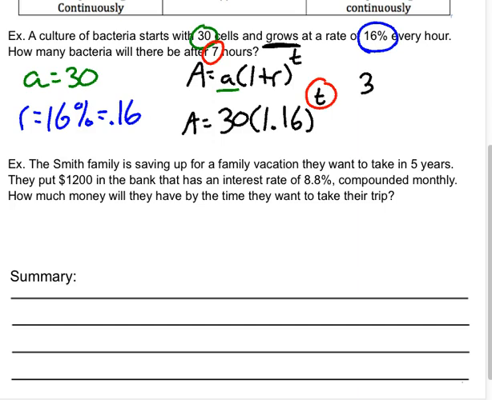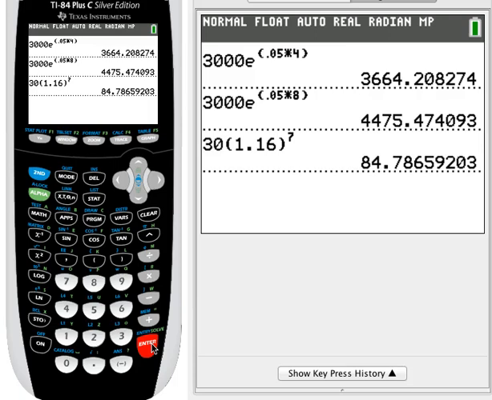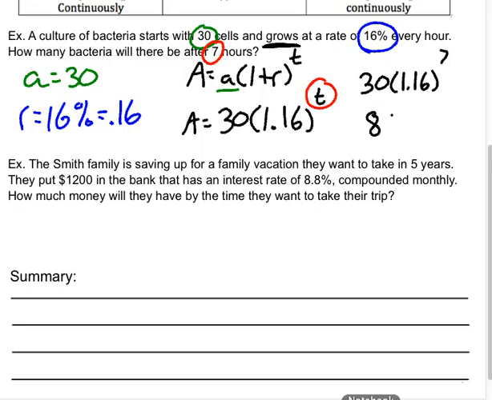So what I'm really plugging into the calculator is this. And let's see what the calculator says. 30 times 1.16 to the 7th, after 7 hours. We're talking about number of bacteria, so of course we're not going to have partial bacteria. We want a whole number. So we're going to say that is 85 bacteria. We're going to round it to the nearest whole number.